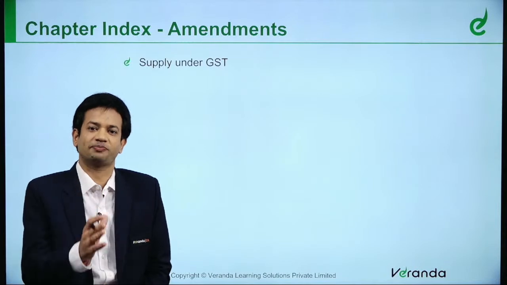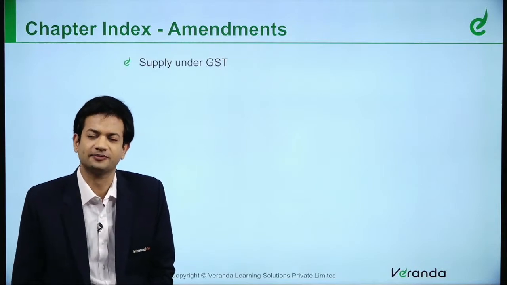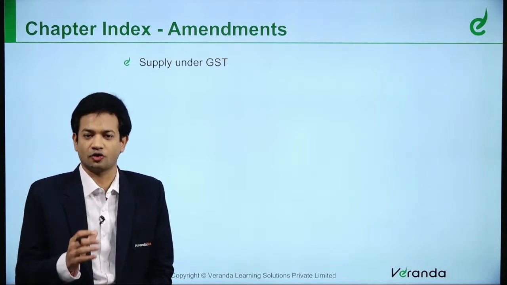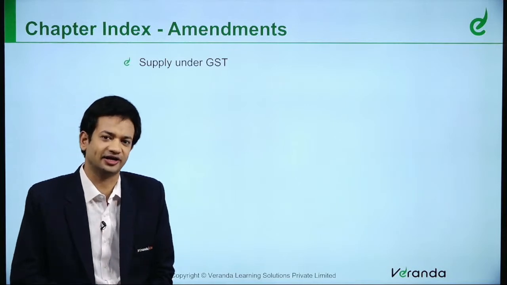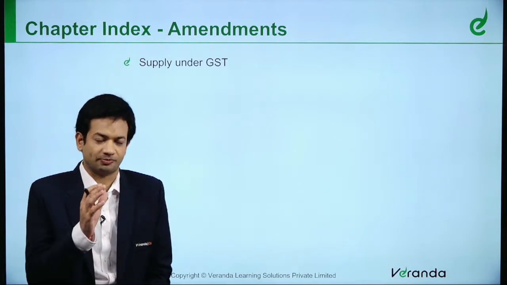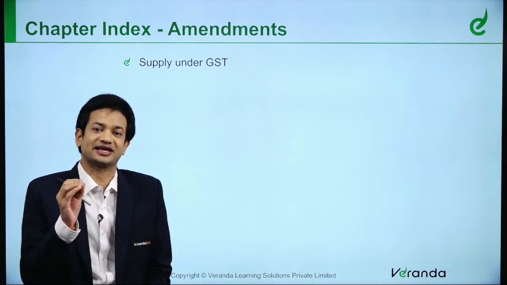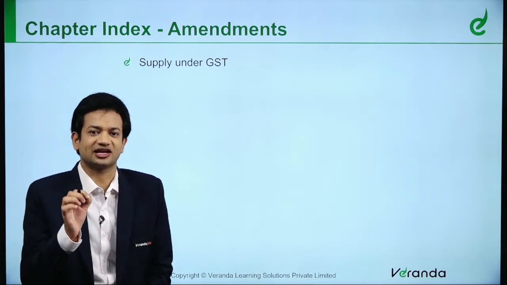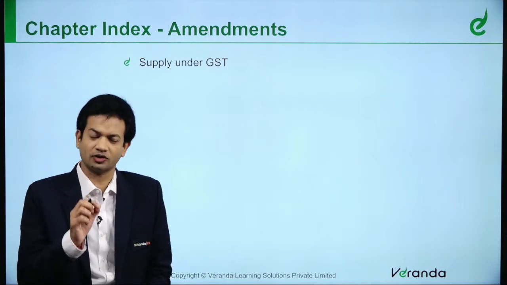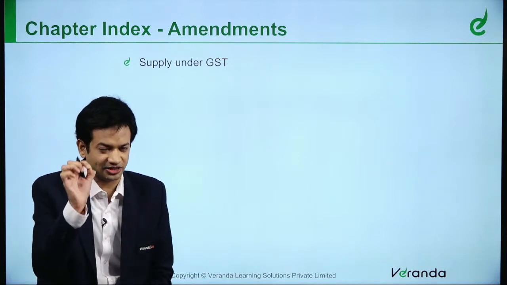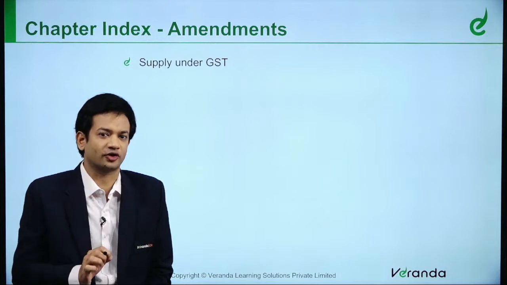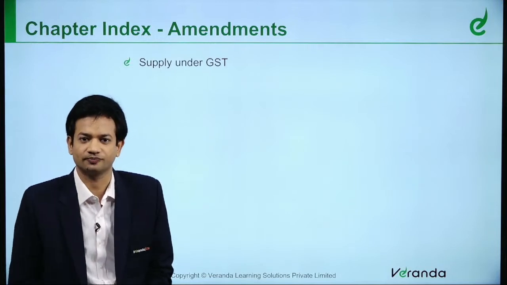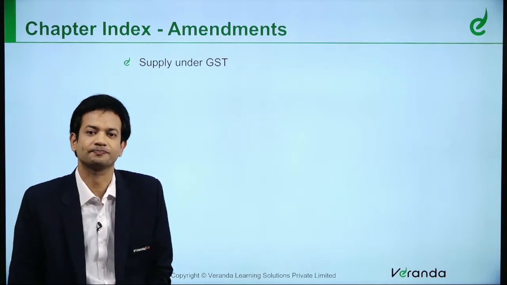So the first, supply under GST, there's a single amendment, Schedule 2. We had discussed the supply chapter in detail earlier in our detailed classes. So in the supply chapter, in Section 7(1)(A), Schedule 2, there is an amendment in classification, para 4, that we will discuss. That's the only amendment applicable for your exams in this chapter, supply under GST.